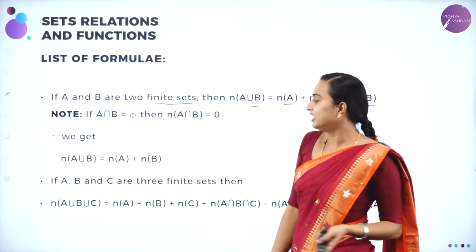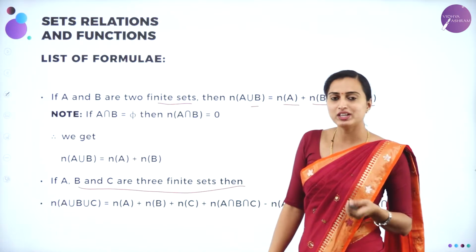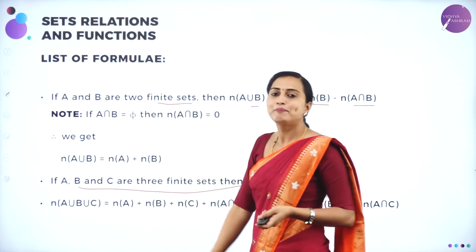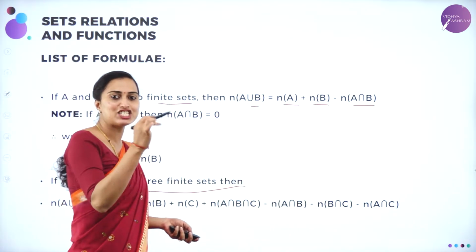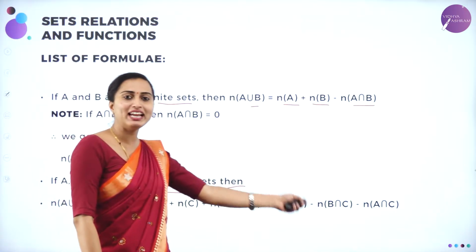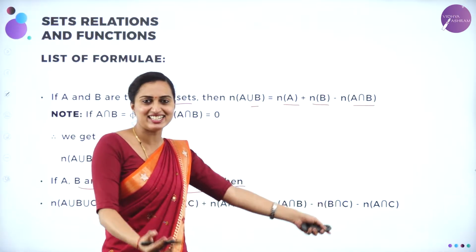That's it. And then if A, B, C are three finite sets, then n of A union B union C can be written, dears, as n of A plus n of B plus n of C plus n of A intersection B intersection C minus n of A intersection B minus n of B intersection C minus n of A intersection C. That's it, dears. Is that easier?